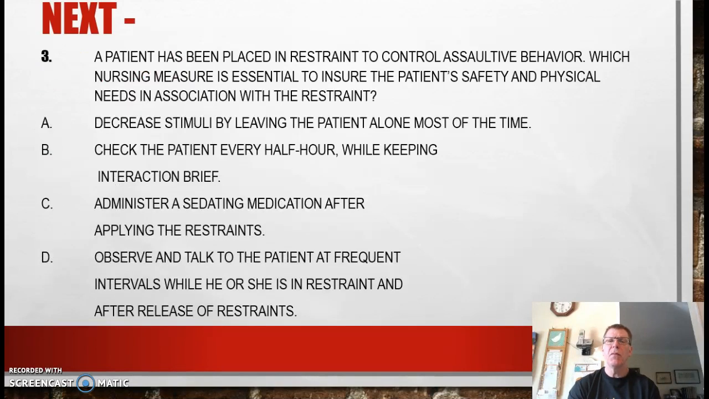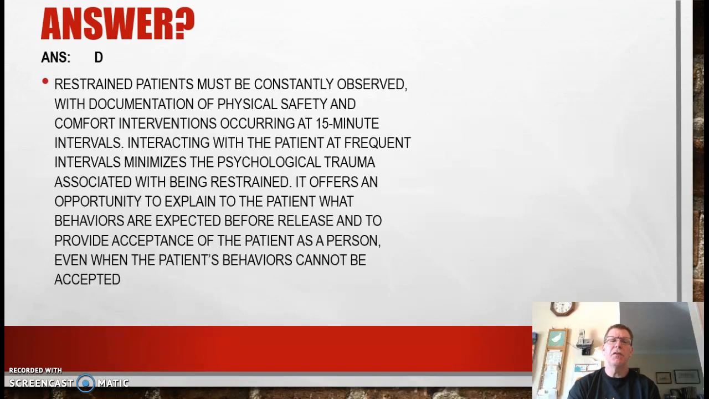Okay, next question. One a little bit more related to a more restrictive situation. Patient has been placed in restraint, so they did go to a more restrictive point within the crisis de-escalation scenario. To control assaultive behavior, which nursing measure is essential to ensure the patient's safety and physical needs associated with restraint? Pause your video, try to answer. And then the answer is D. Constant observation is really the concept here. We need to address that.